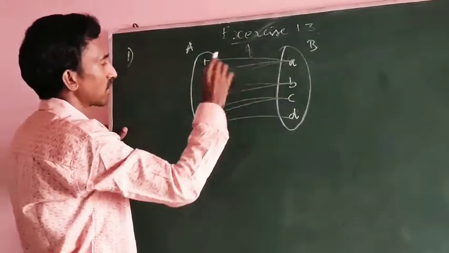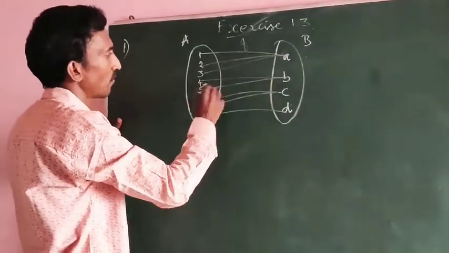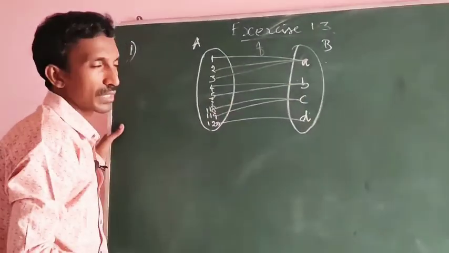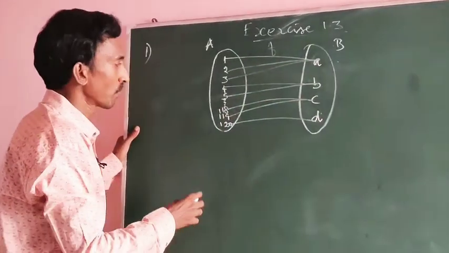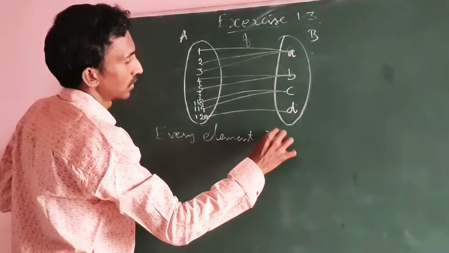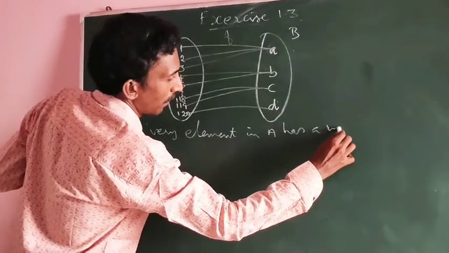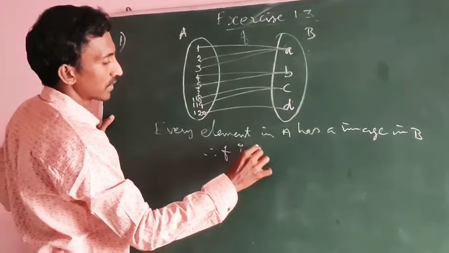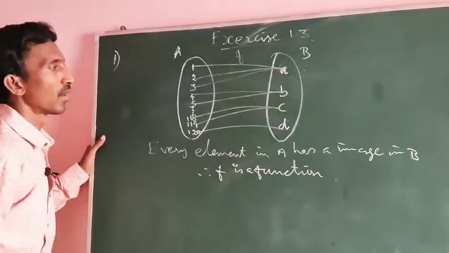So the first student is in section A, the second in section A, the third student in section A, and the fourth one in section B, and so on. Likewise, we are arranging each student to a particular section. So every element in A has an image in B. Therefore, F is a function.